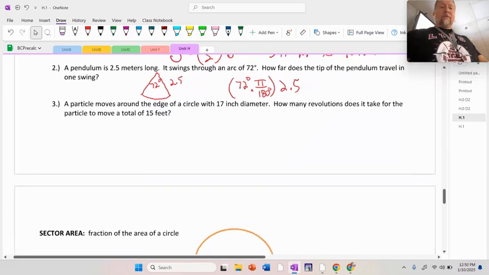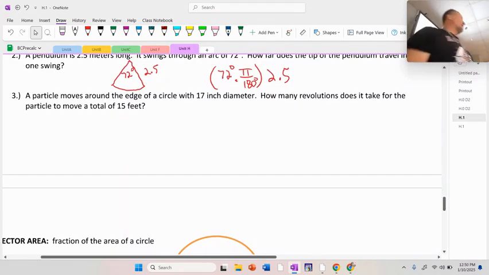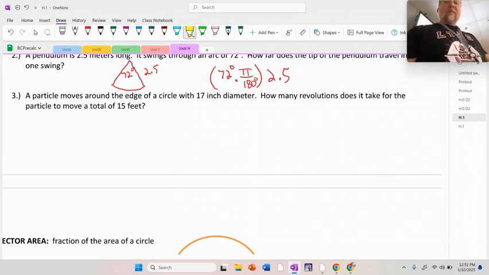And this was a disaster. I made a couple mistakes on this one. Here's mistake number one.